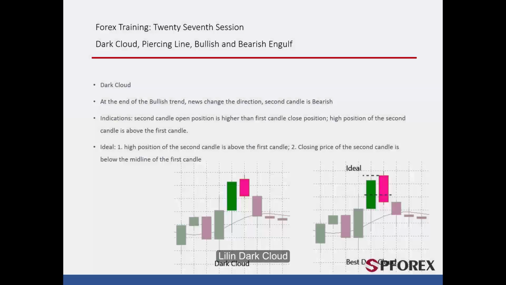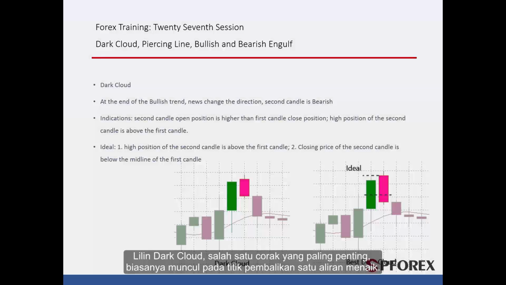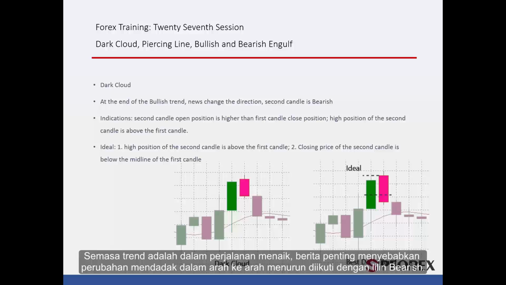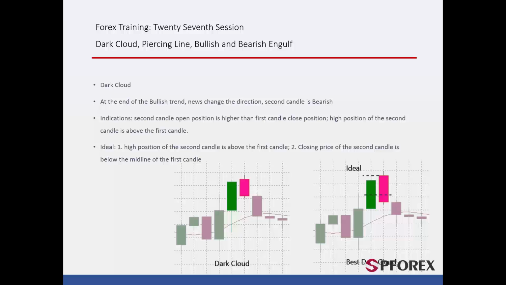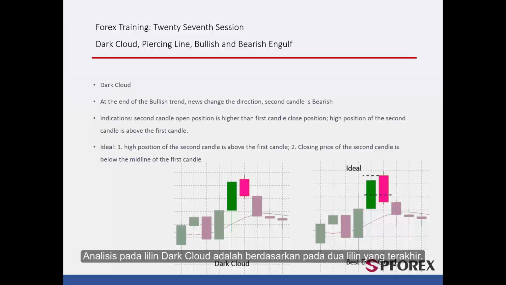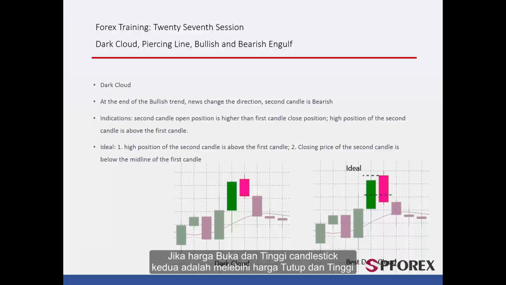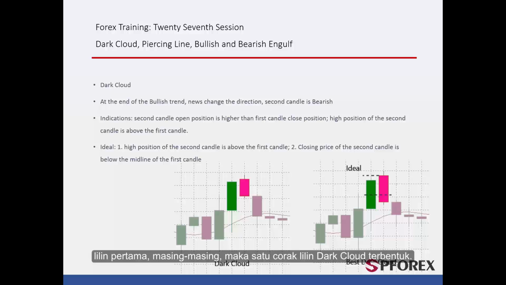Dark cloud candle. Dark cloud candle, one of the most important patterns, usually appears at the reversal point of an uptrend. While the trend is on its way up, a significant news causes an abrupt change in direction toward the downside, followed by a bearish candle. The analysis on dark cloud candles is based on the last two candles. If the open and high price of the second candle is over the close and high price of the first candle, respectively, then a dark cloud pattern is formed.